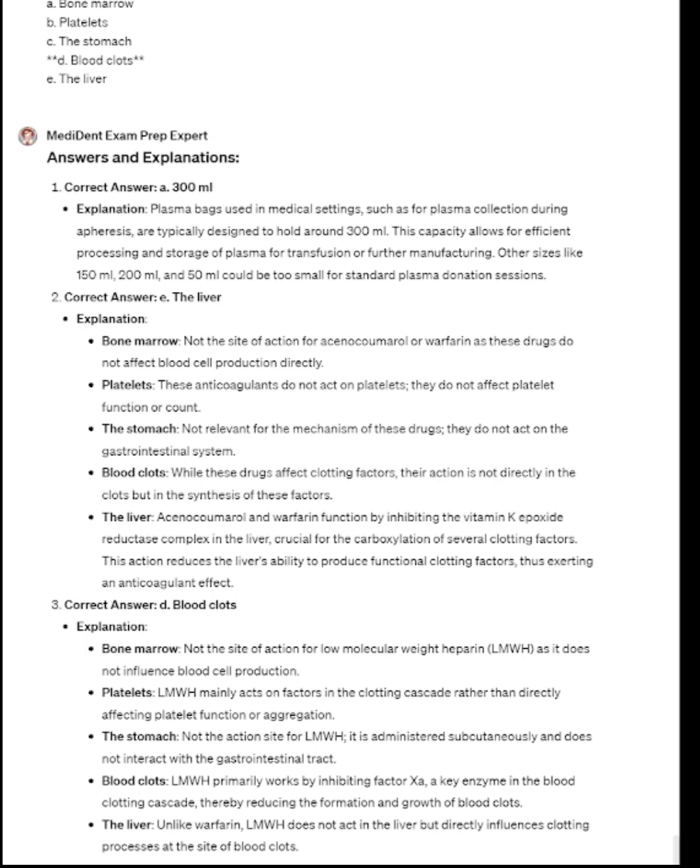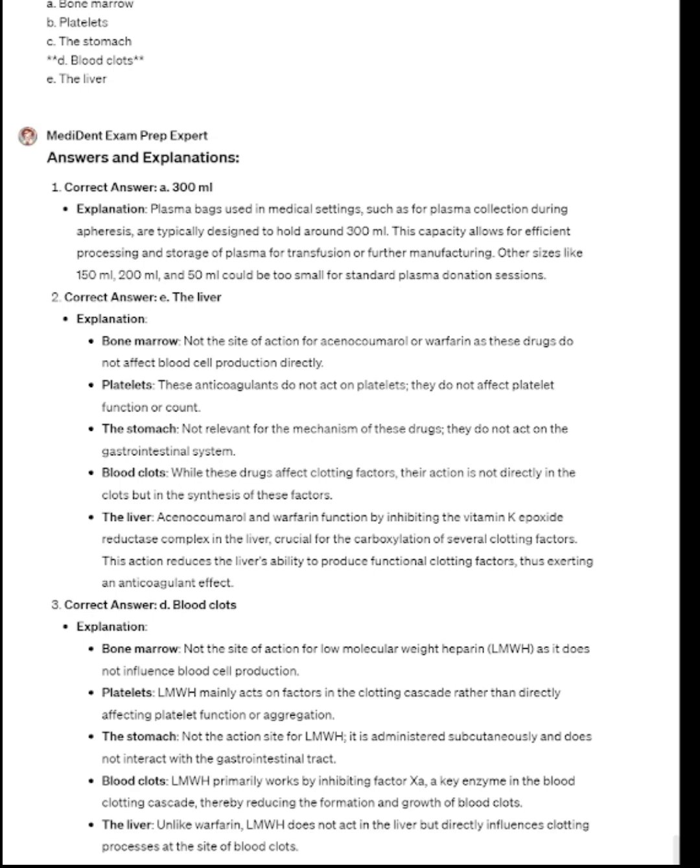Number 2, correct answer, B. Explanation: bone marrow, not the site of action for acenocoumarol or warfarin, as these drugs do not affect blood cell production directly. Platelets. These anticoagulants do not act on platelets. They do not affect platelet function or count. The stomach. Not relevant for the mechanism of these drugs. They do not act on the gastrointestinal system.